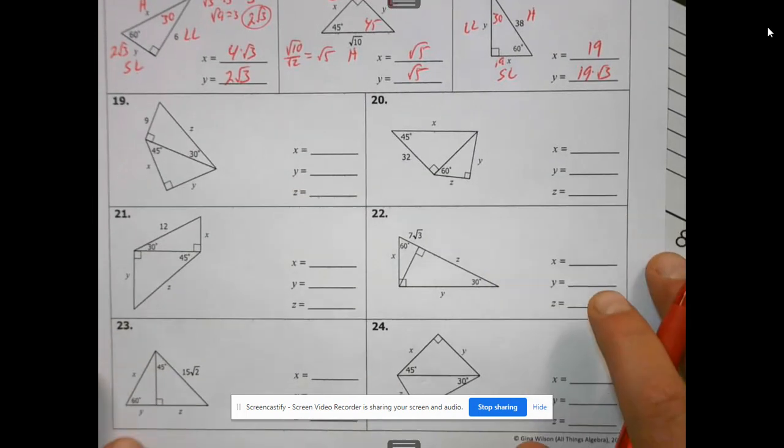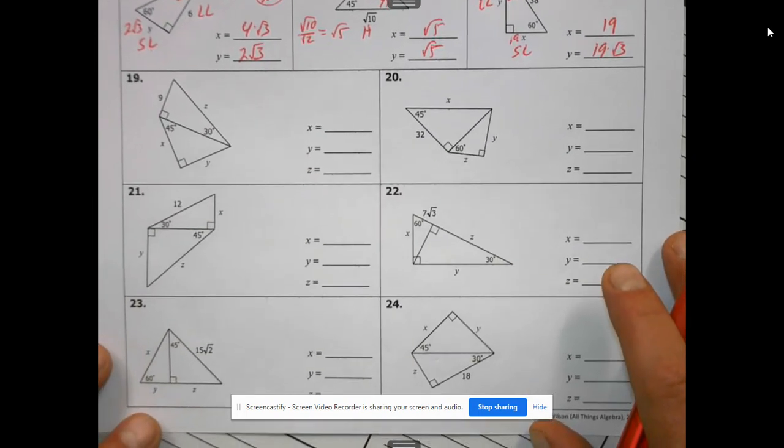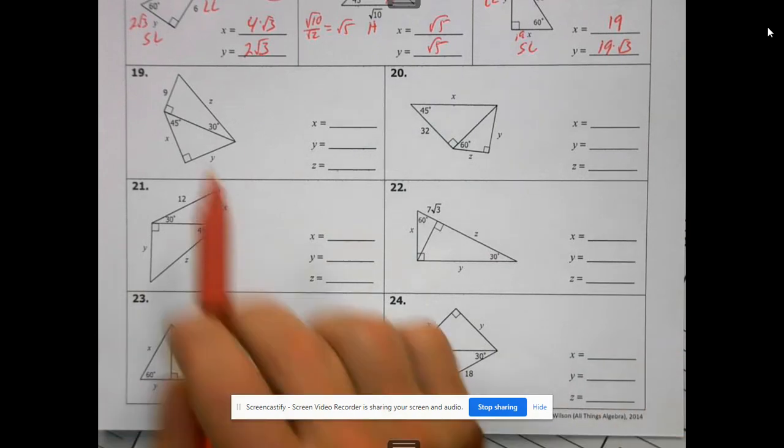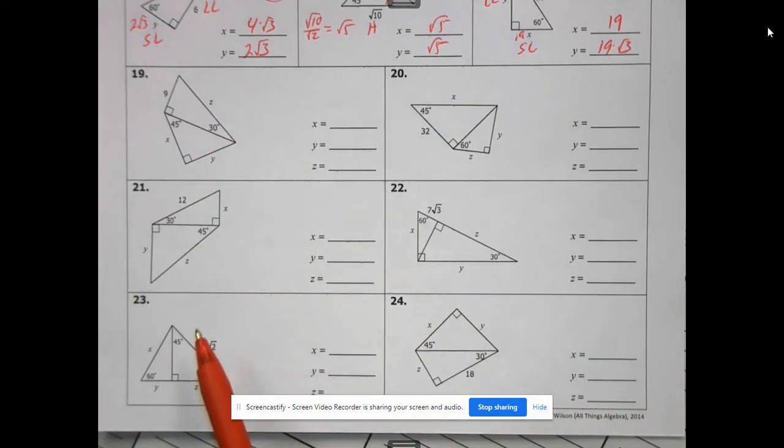All right, we're going to stop there, guys. Numbers 19 and 24, those are some combo ones. Basically, you have to separate the triangles to find some missing pieces, but we'll save that for more of the honors type of work, guys. But if you get through 1 through 18, that's it for 45, 45, 90s and your 30, 60, 90s.